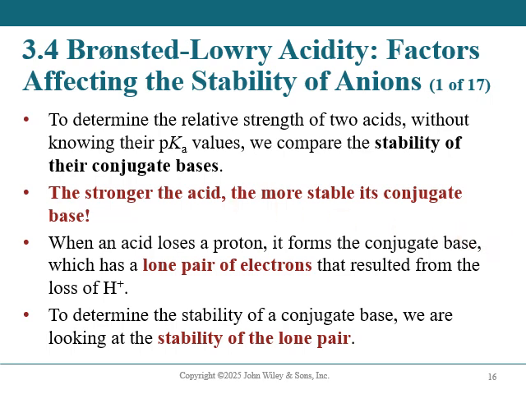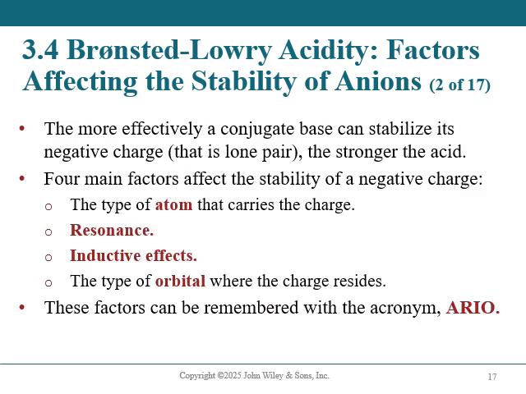To determine the relative strength of two acids, without knowing their pK values, we can compare the stability of their conjugate bases. The stronger the acid, the more stable its conjugate base. When an acid loses a proton, it forms the conjugate base, which has a lone pair of electrons that resulted from the loss of that proton, that H+. To determine the stability of a conjugate base, we are looking at the stability of the lone pair. The more effectively a conjugate base can stabilize its negative charge, in other words, the lone pair, that means that the acid will be much more likely to deprotonate. In other words, you have a stronger acid.